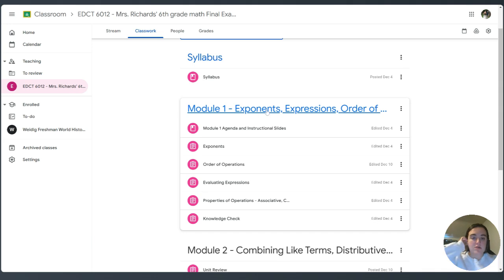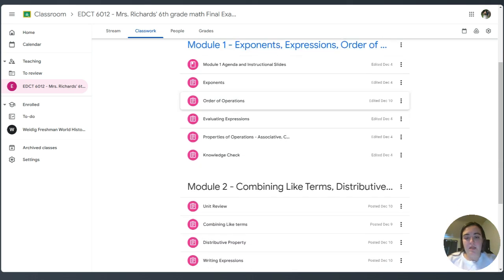Module 1, which takes you through exponents, expressions, order of operations, and 3 properties of operation. We have the associative property, commutative property, inverse property, and identity property, which I guess would be 4 properties, and then a knowledge check for that module.